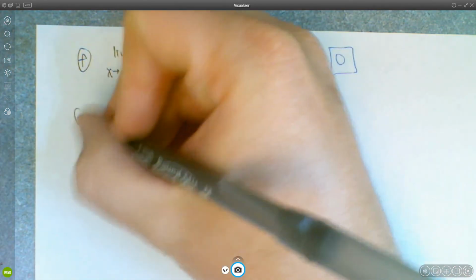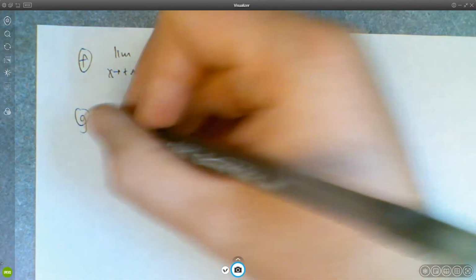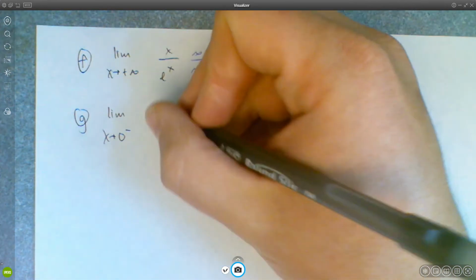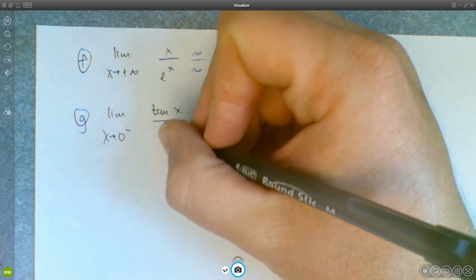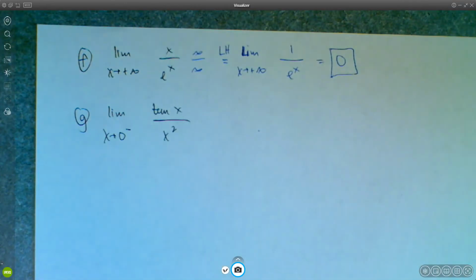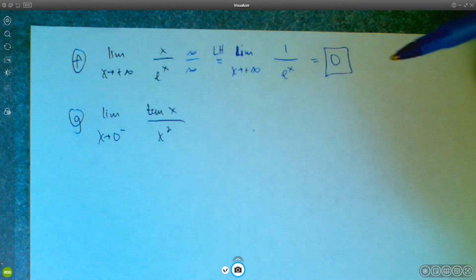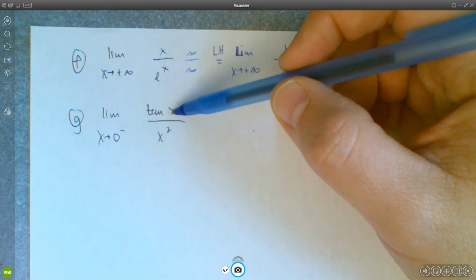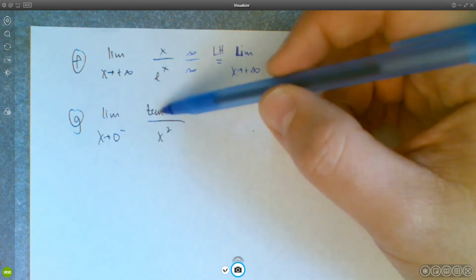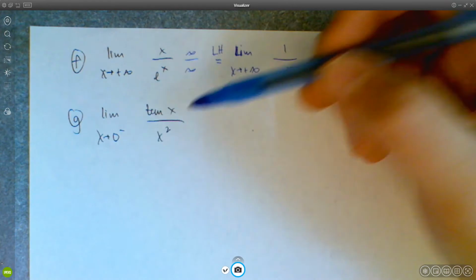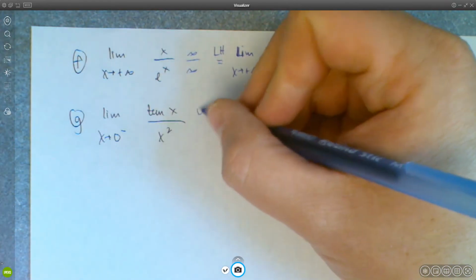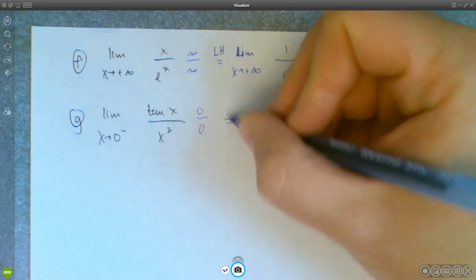Okay, another one. Let's do limit as x approaches 0 from the left of tangent x over x squared. Give the video pause and try it out on your own. Okay, if we plug in 0, tangent x goes to 0, right? Tangent of 0 is just 0. And x squared is also just 0, so this is 0 over 0. It's an indeterminate form 0 over 0. So I can use L'Hopital.